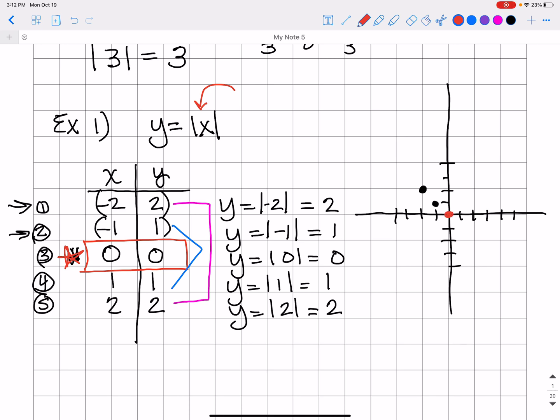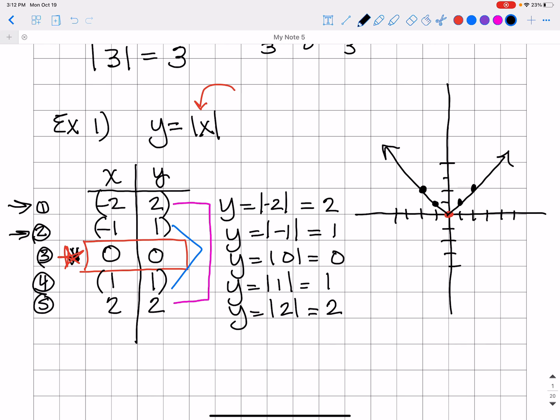I'm going to graph that at 0, 0. And then my next point is 1, 1. So 1, 1, and then 2, 2. Now when you're done, your points should create the shape of a V, and they do here. So that means we just have to draw our V-shaped graph here. And that is the example number 1, y equals the absolute value of x. This is the graph that represents this function.